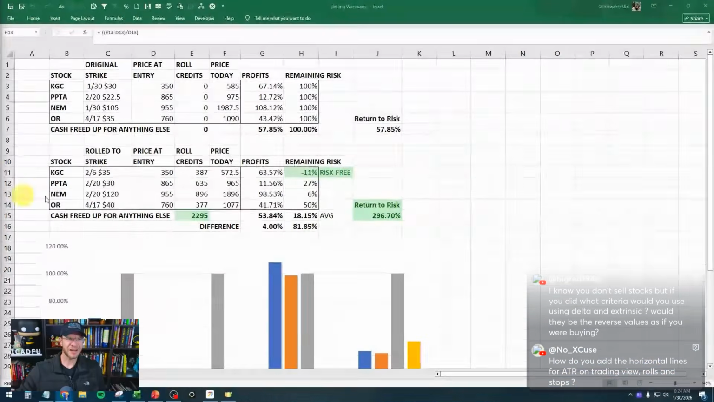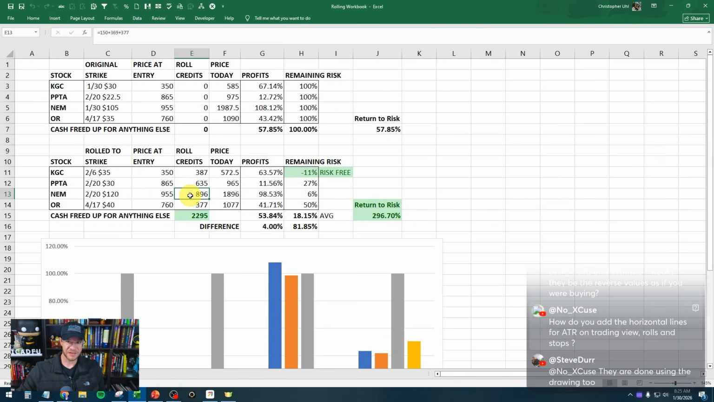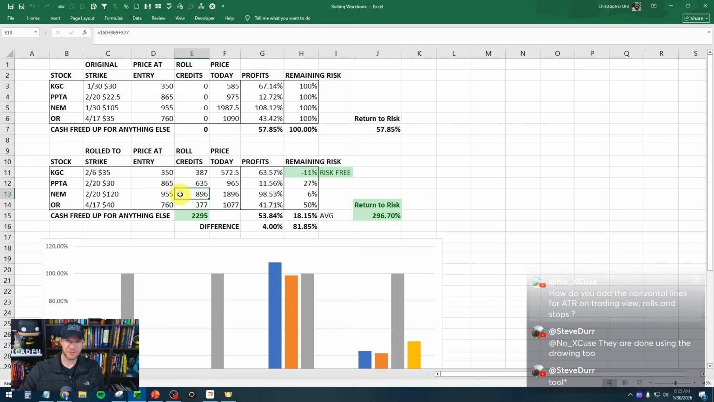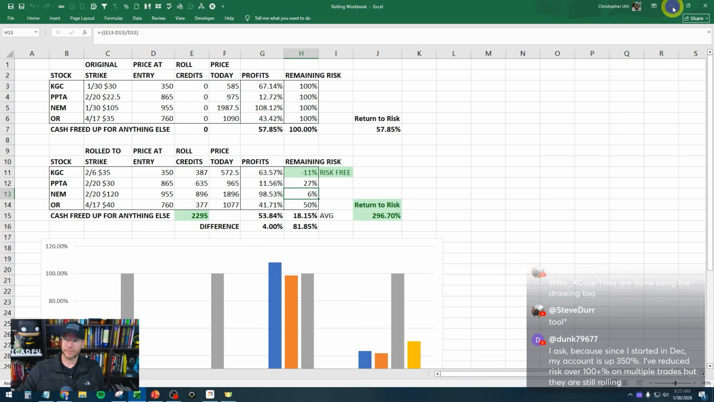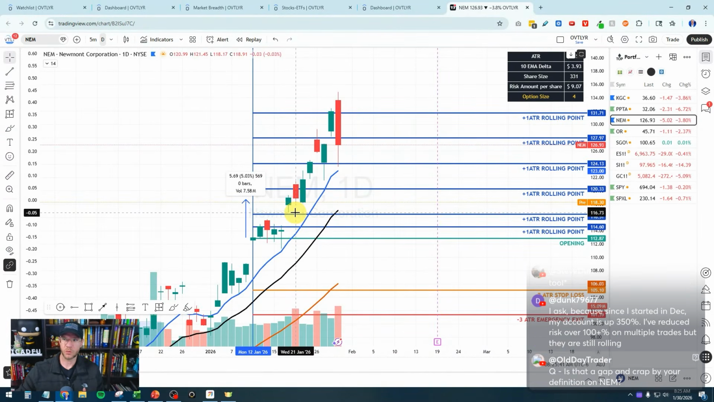How did I have a trade that has only 6% of my risk left? Because when I entered it, it cost me $955. I've already booked 896, which means the difference between the two is how much risk I have left, which is only 6%. Now, I like to give this example here, and this is a perfect representation as to why you want to reduce risk as fast as you can.